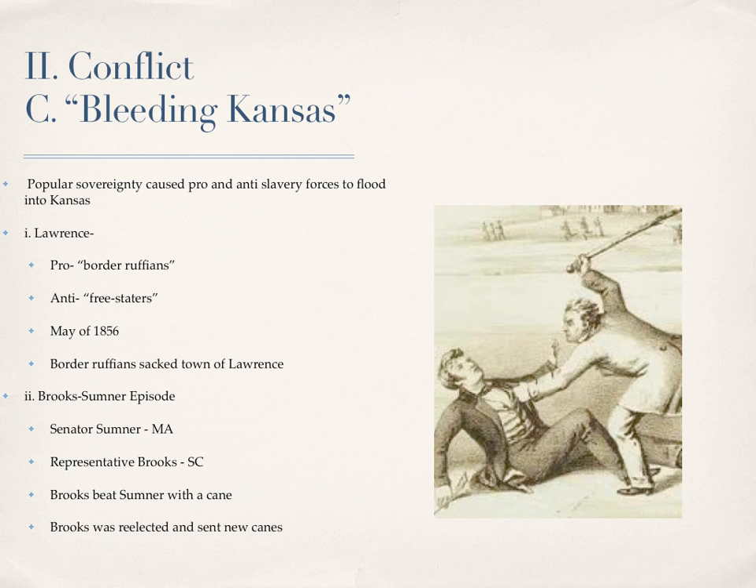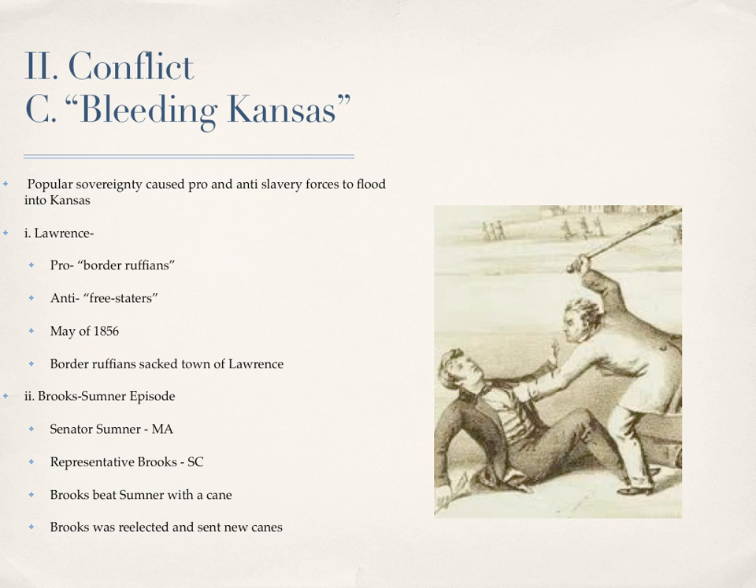Okay, so this issue, or the concept of popular sovereignty, is going to cause Kansas to be flooded with pro and anti-slavery forces, because each of them is going to try to vote their way in. We have the sack of Lawrence take place. You have pro-slavery people known as border ruffians, and the anti-slavery forces known as free staters, getting into a conflict here in May of 1856. The border ruffians are going to go in and kill quite a few people, burn the town of Lawrence. So we see this increased occurrence of violence.